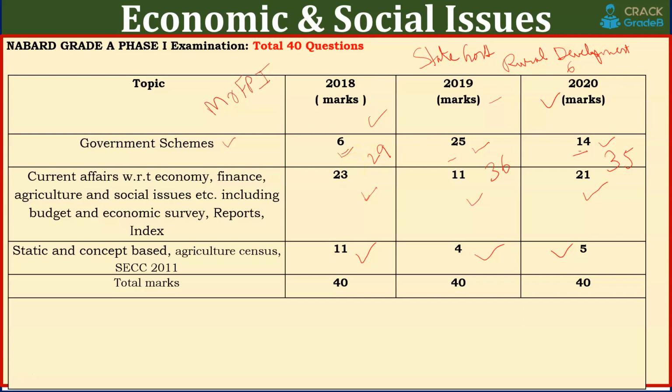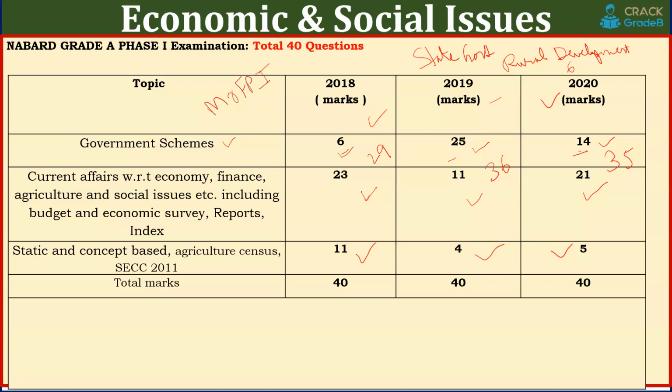And the second part is current affairs with respect to economy, finance, agriculture, social issues, including budget, economic survey, and reports. If you go through the past papers, and if we talk about RBI and NABARD both, you will see the trend is similar in both exams, that questions are mostly asked from the last 4 to 6 months of current affairs. In NABARD specifically you can go for 6 months of current affairs, and no need to go beyond that. The last 4 to 6 months are more than enough.